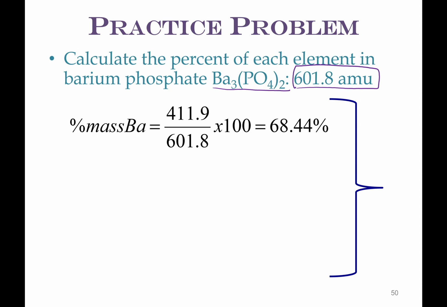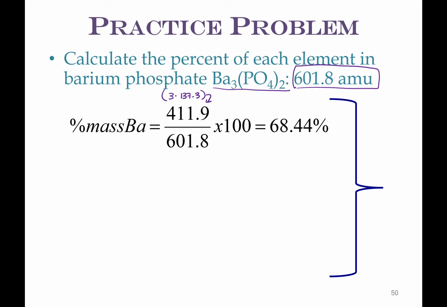All right, so the mass of barium would be 411. This is 3 times the mass of barium. Okay, gives you 411.9. And I can write that out if you want, but you have a periodic table, so each one is 137.3 if you'd like me to write that in there. Okay, so that gives you 68.44%.